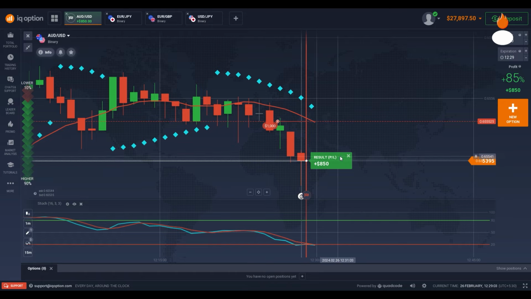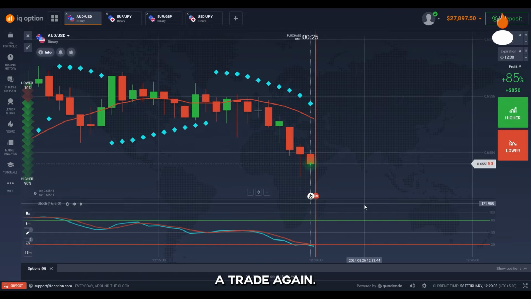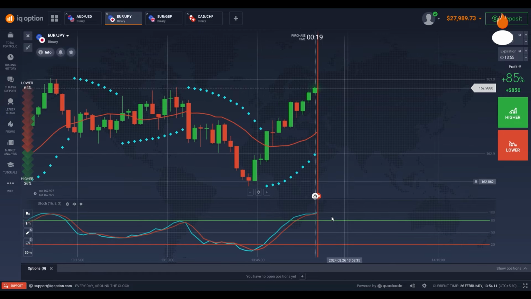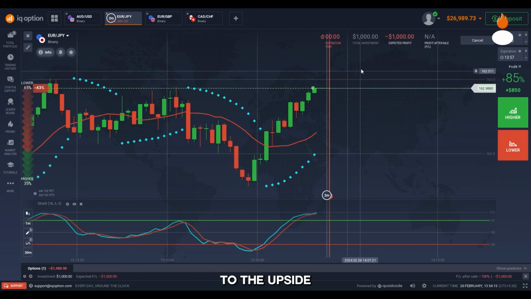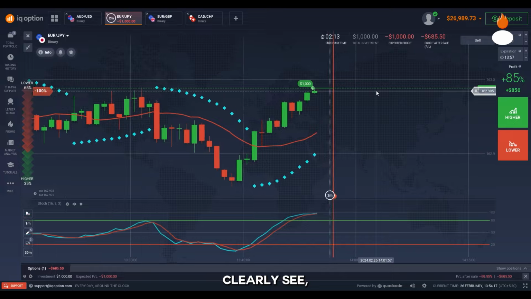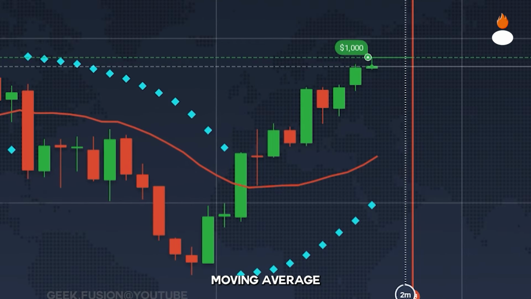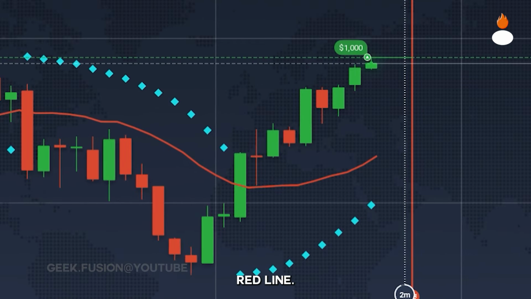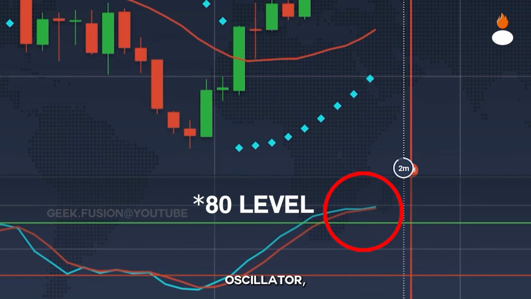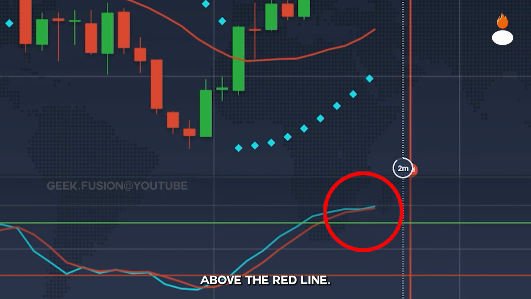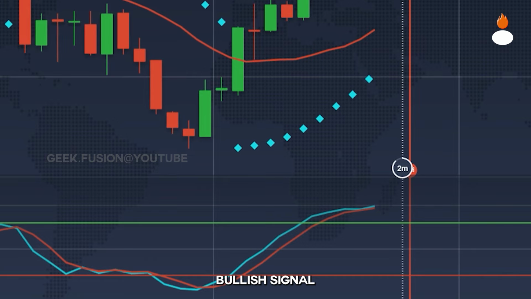Wow, great. We won that trade. Let's open a trade again. Look here again. Here, I am opening a trade to the upside. Because as you can clearly see, the market crossed the moving average and went above the moving average red line. Also, the stochastic oscillator lines are way above, and the blue line is moving above the red line. So that's a bullish signal for us.